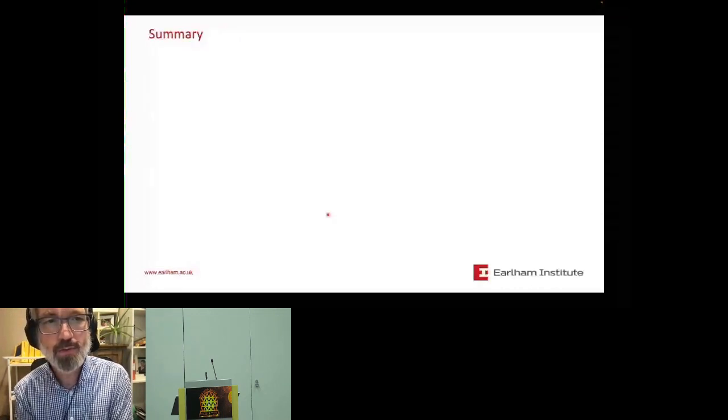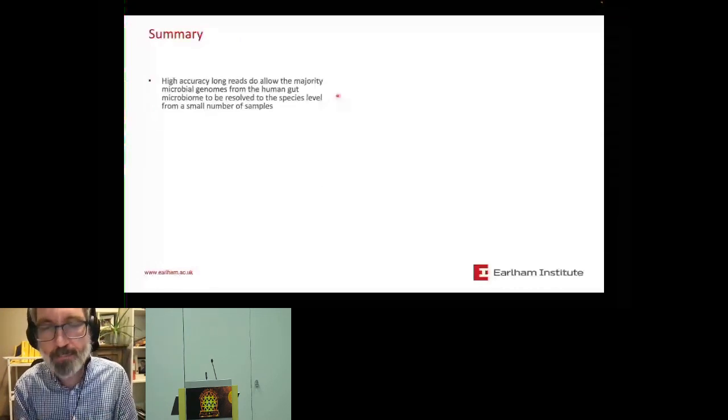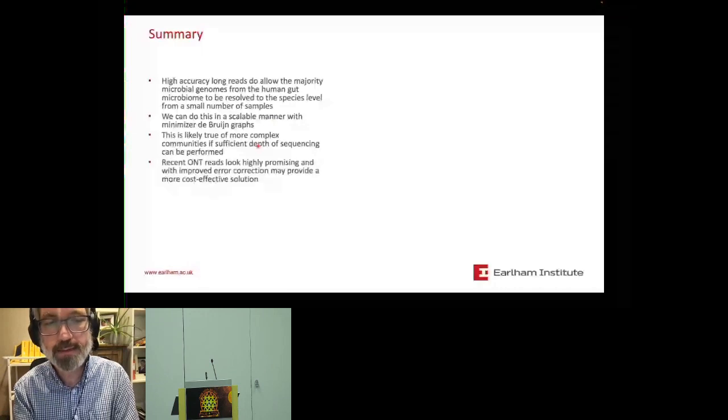Okay, so to summarize then, at least for low complexity and intermediate complexity environments, things like the gut and those anaerobic digesters, high accuracy reads really do allow us to get the majority of the community as high quality genomes. We've demonstrated we can do this in a scalable manner with minimizer de Bruijn graphs. This may be true of more complex communities if you can afford to do all that sequencing, but ONT could well be a promising alternative.